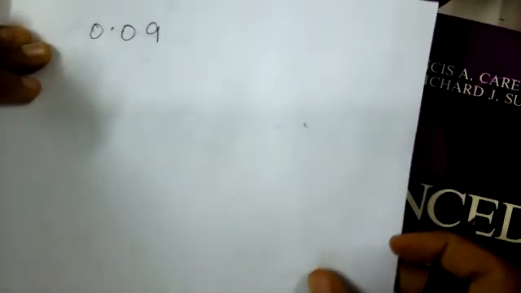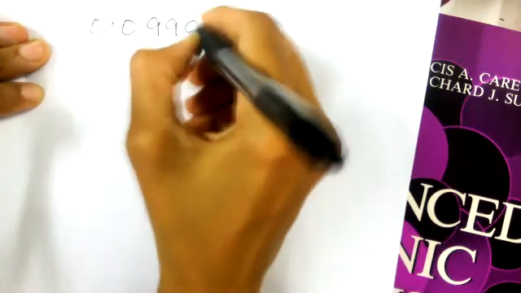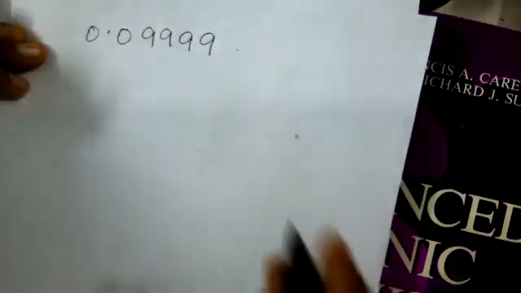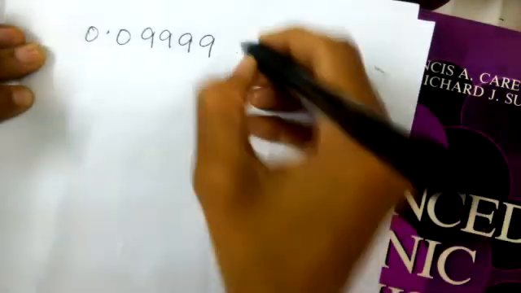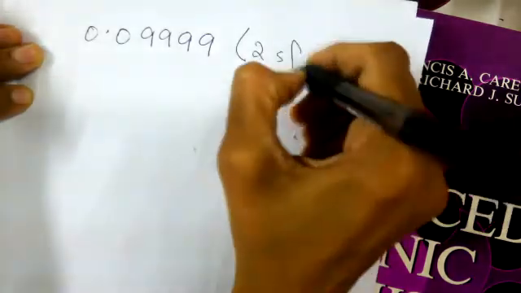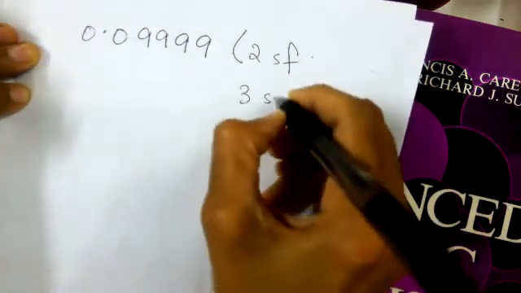0.09, and then there are 4 9s. And then you have to come here, Sidra. Come here, sit down. Round off to 2 significant figures and then 3 significant figures. Okay.